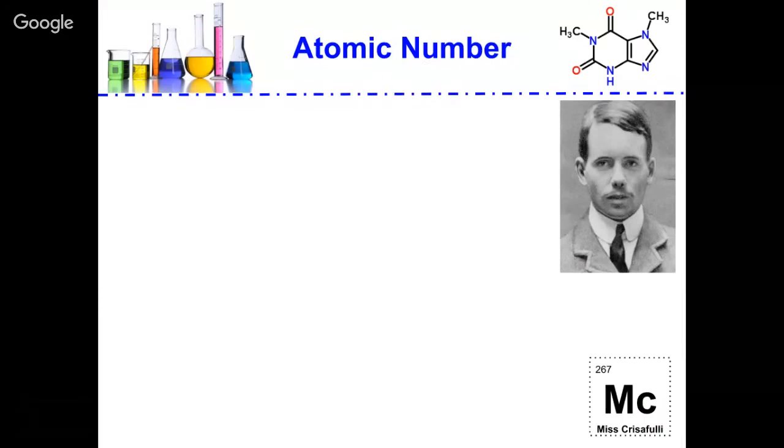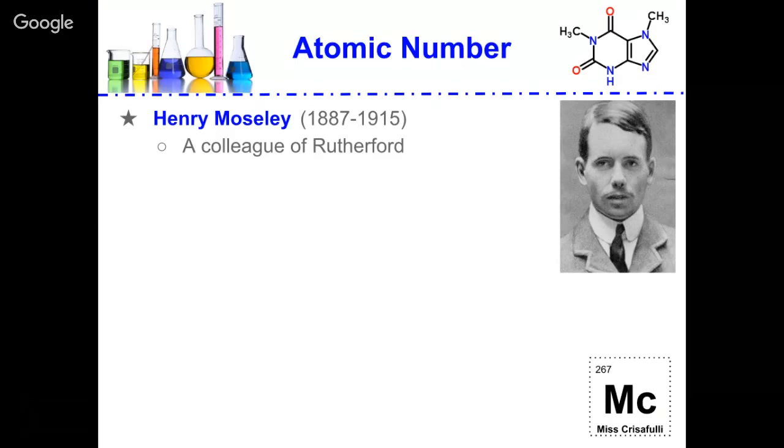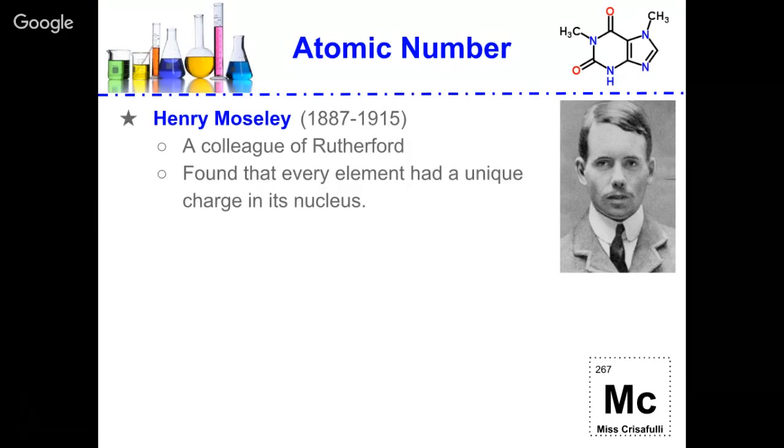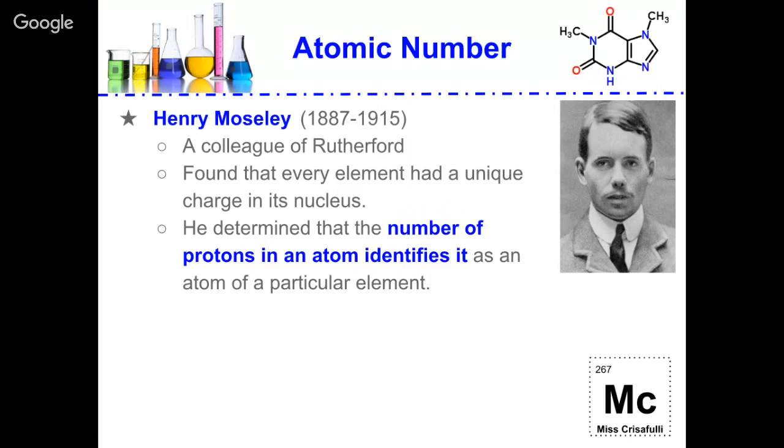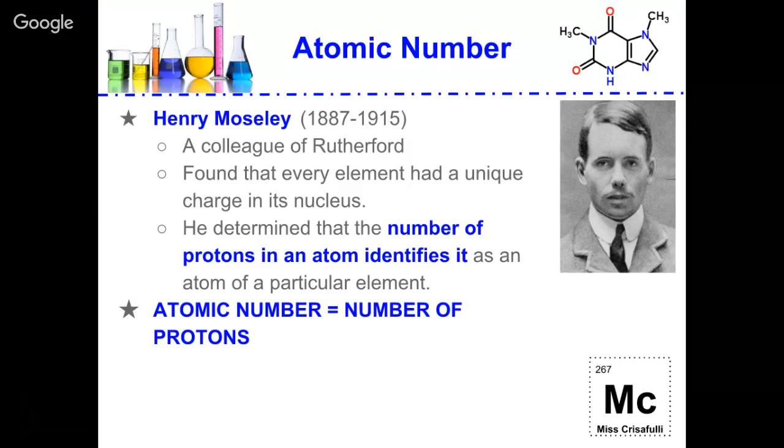So let's start by talking about Henry Moseley. Henry Moseley was around from 1887 to 1915, and he was a colleague of Rutherford. He found that every element had a unique charge in its nucleus, and he determined that the number of protons in an atom identifies it as an atom of a particular element. So he's the one who gave us the idea that the atomic number is equal to the number of protons.